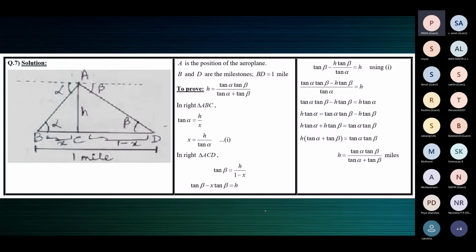What is AD? Line of sight. You can see the horizontal marked in dotted lines, and you can see alpha and beta between the horizontal and the lines of sight. Alpha and beta. And again, angle of depression is equal to angle of elevation. So we have alpha and beta here.